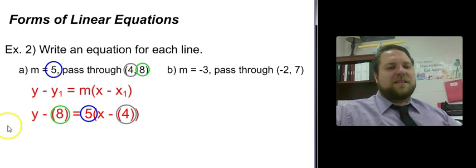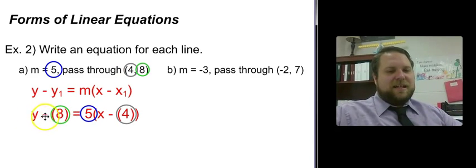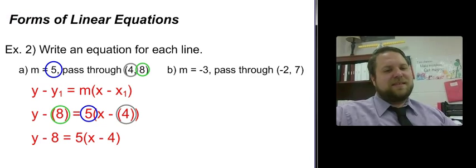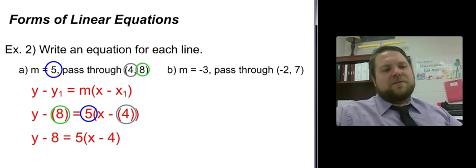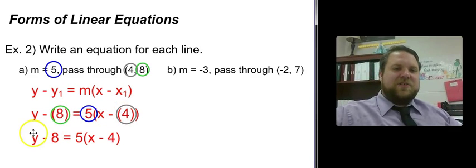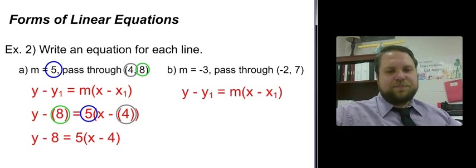And now what I can do is clean this up a bit. Now that I'm looking at it and I see y minus 8, I don't need those parentheses. And here I see x minus 4. I don't necessarily need those parentheses. And so it comes out looking like that. So I threw some extra parentheses in there at you. Let's look at why that is.